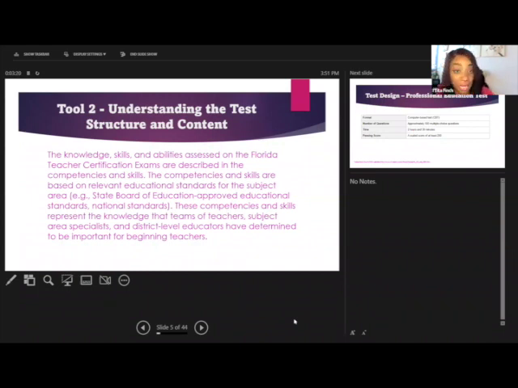Okay, Ms. IT, to make it make sense, make it plain. In layman's terms, the test is put together by folks who know what they're doing, and you're going to be assessed on the competencies that you need to have mastery in prior to going into a classroom, okay?